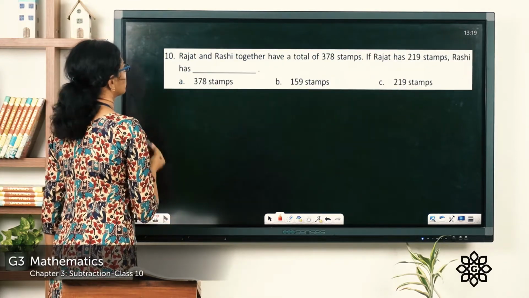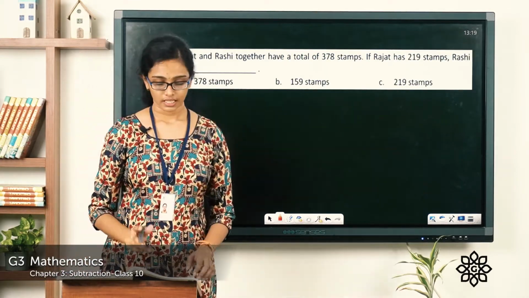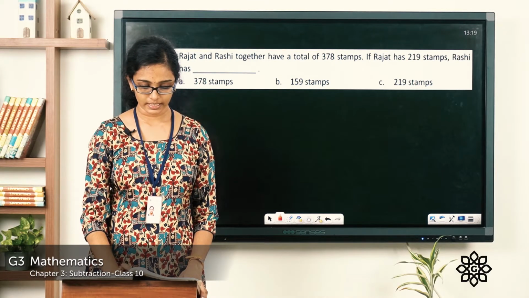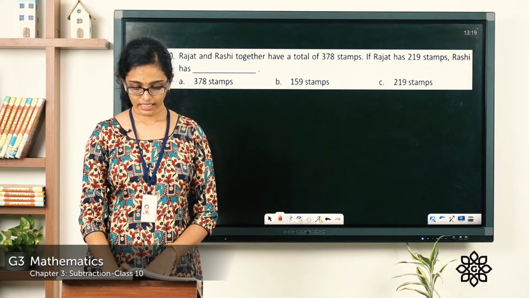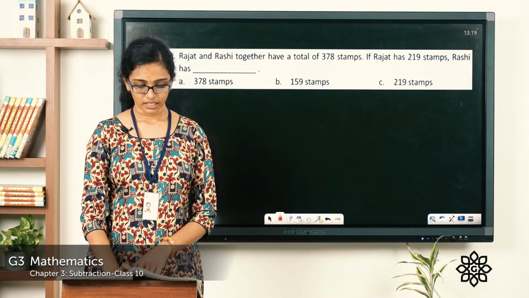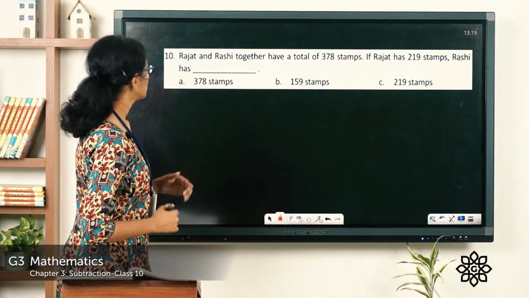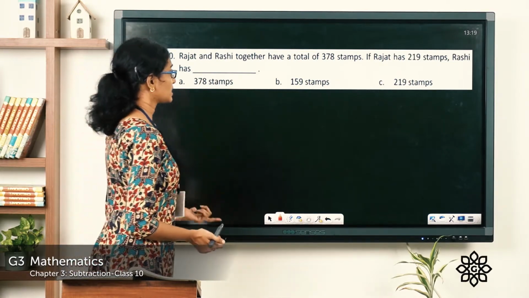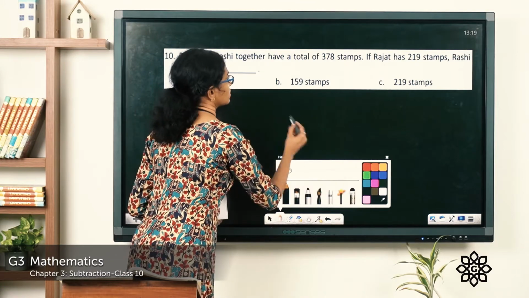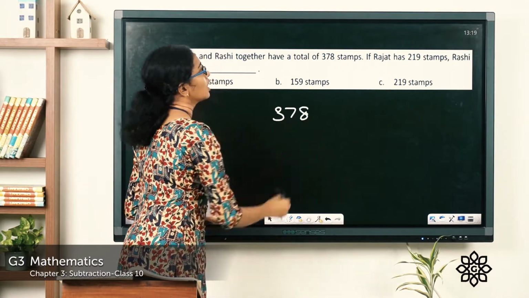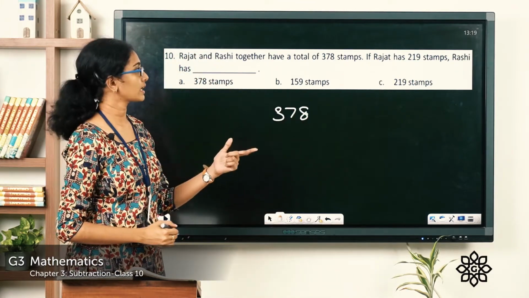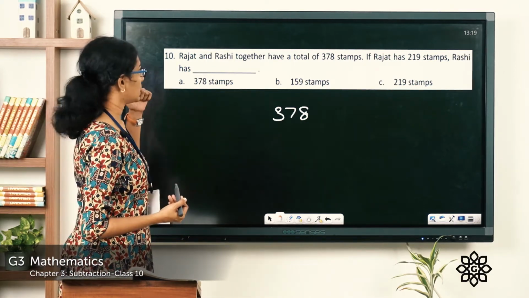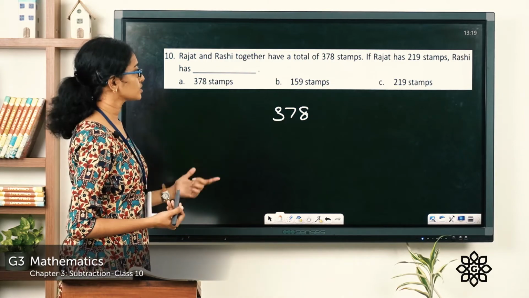Now let's see the last question. Rajat and Rashi together have a total of 378 stamps. If Rajat has 219 stamps, Rashi has. So, Rajat and Rashi together have how many number of stamps? How many stamps? 378 stamps. And Rajat has 219 stamps. We have to find out the number of stamps that Rashi has, right? So, what is the question?